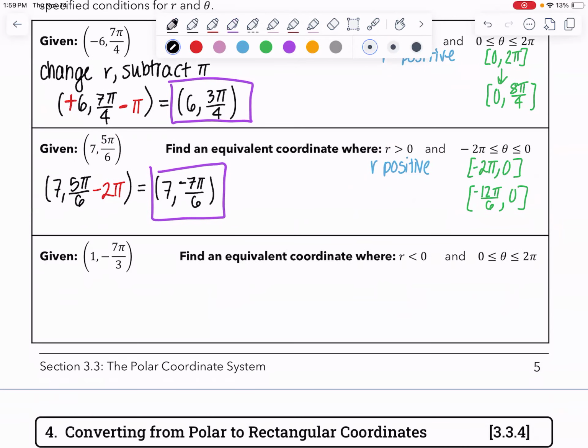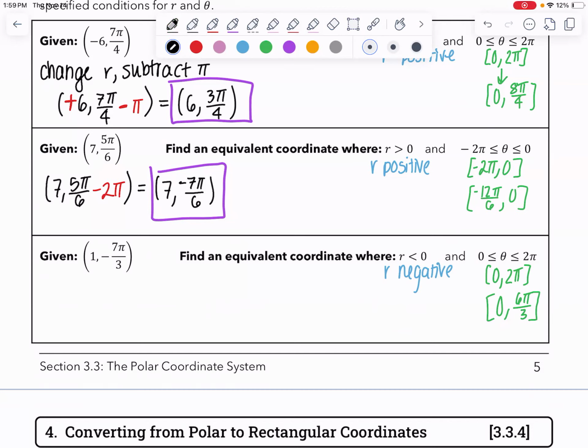We have 1 comma negative 7 pi over 3. Find an equivalent coordinate where r is less than 0 and theta is between 0 and 2 pi. R less than 0 means that r is negative. Theta is between 0 and 2 pi. As that relates to denominators of 3, that means 0 to 6 pi over 3.